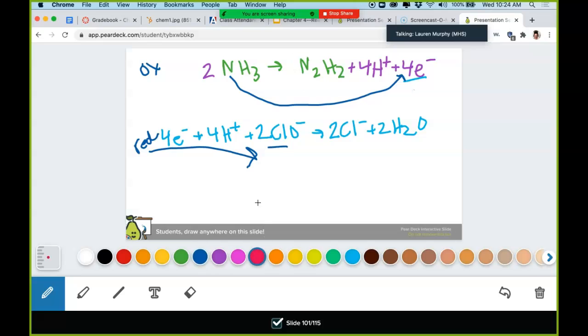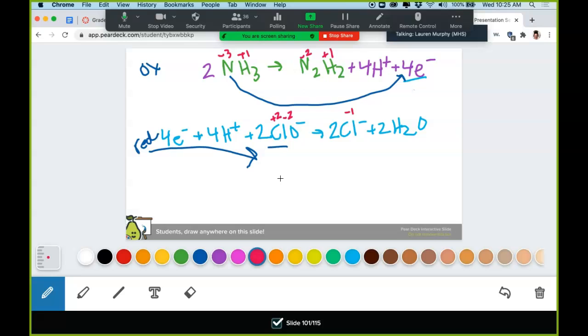I'm going to go into further detail. What's hydrogen? +1. What's nitrogen? -3. What's hydrogen? +1. What's nitrogen here? Let's see, this is +2, so this is -2. Look, it lost electrons: oxidation. Let's look over here. Oxygen's -2. That makes chlorine +2. Well, chlorine right here is -1. So this is going from +2 to -1. It's getting more negative, getting lower, being reduced. This is my reduction half reaction. There are 2 ways to look at it.